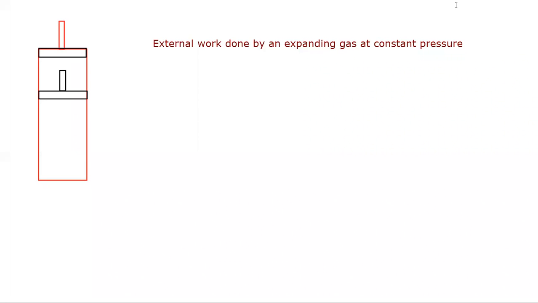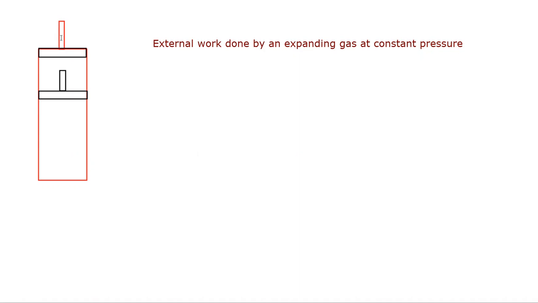Today's topic of discussion is external work done by an expanding gas at constant pressure and at constant volume. So first we will take the external work done by an expanding gas at constant pressure. Suppose we take a piston in which we have some gas, right?